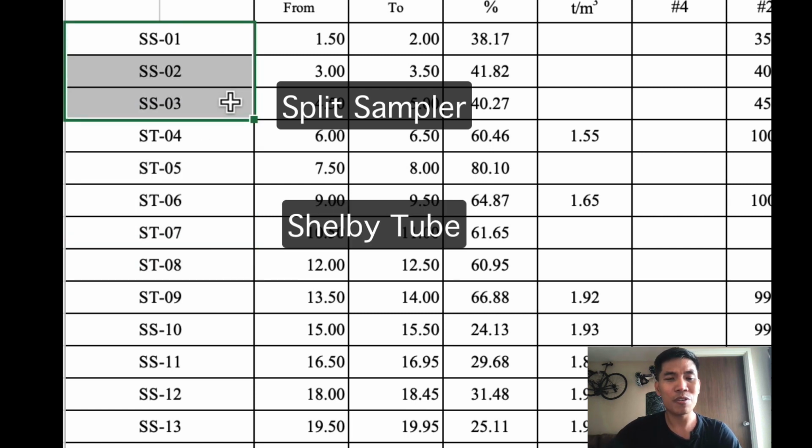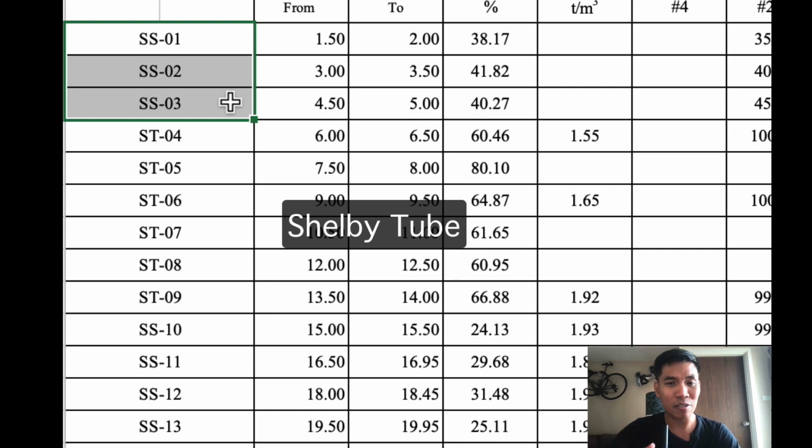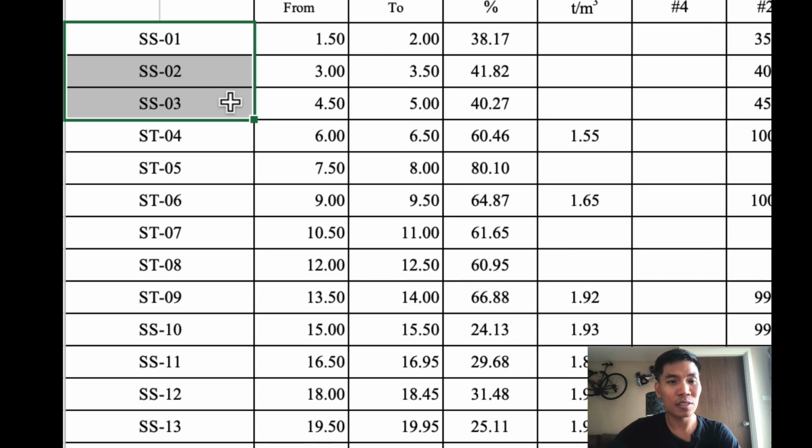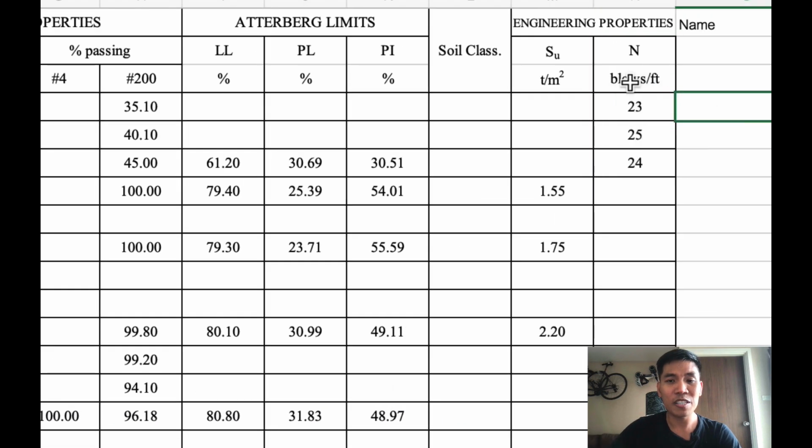So what is a split sample? It is a sampler where we collect the soil by blowing the sampler in, and the wall of the split sample is quite thick. The soil we collect from this kind of test is this type of soil. When we use the split sample, we get the result from SPT. It is the N here. N here is SPT 33, 25, 24. This N is blows per foot.